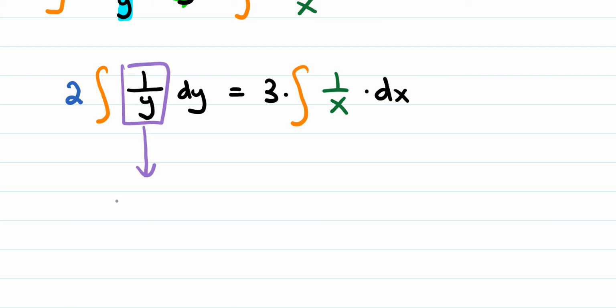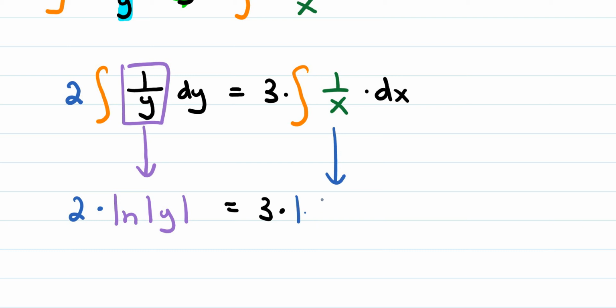All right, so cleaning that up, I can see from this part right here, if I find the antiderivative of that, that's going to be ln of y. So ln absolute value of y, and then the 2 can just tag along. And on the right hand side, I have 3 times, and then the antiderivative of 1 over x is going to be ln absolute value of x, and then plus c.